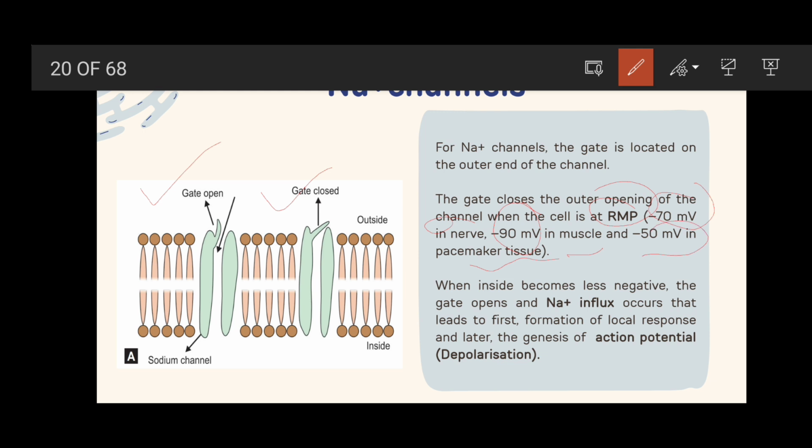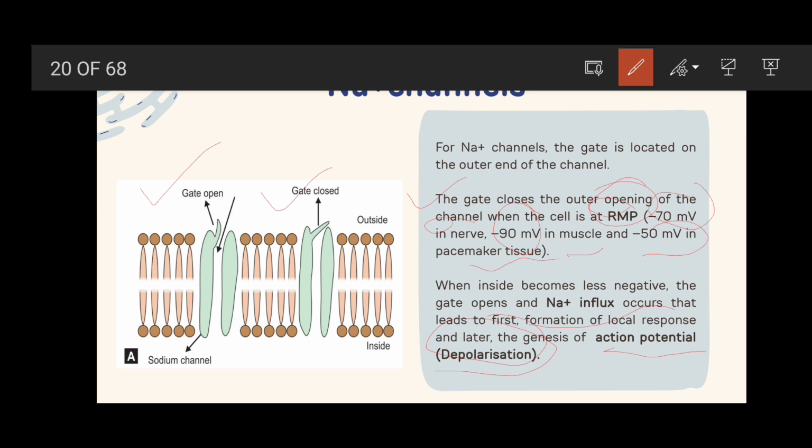So when the cell is at the resting stage, that available potential is called resting membrane potential, and the gates are closed. But when the inside becomes less negative, the gates open and sodium influx occurs, that leads first to the formation of local responses and later the generation of action potential, that is called depolarization.